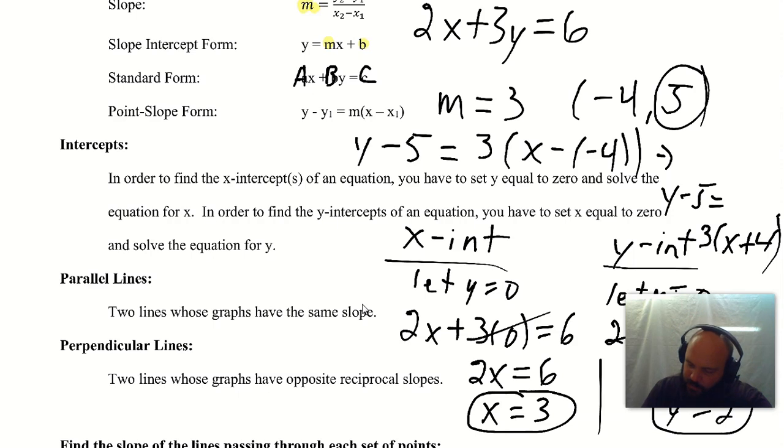So just a quick little sketch in here. It's going to cross the x-axis at 3, so we'll put a dot there. It's going to cross the y-axis at 2, so you'll put a dot there, and then you'll draw your line. And you have a quick graph of that 2x plus 3y equals 6.